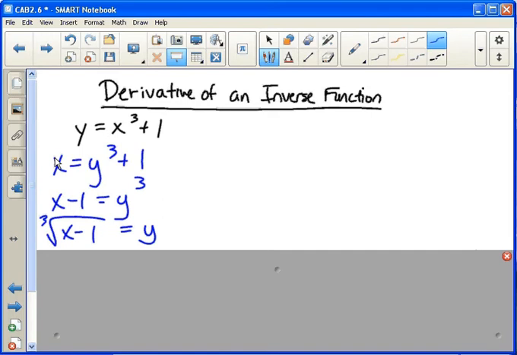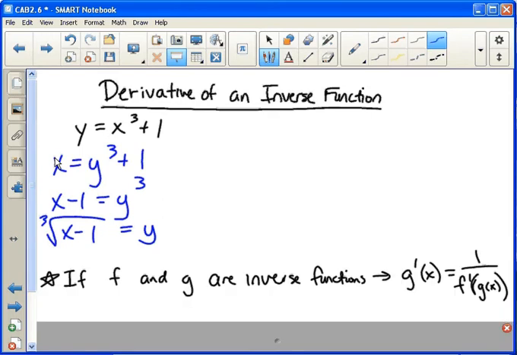So the rule is right here. It says if f and g are inverse functions, then g prime equals 1 over f prime of g of x. Now that's a formula you do need to know how to use. One or two of these problems could show up on the AP test, particularly on multiple choice.